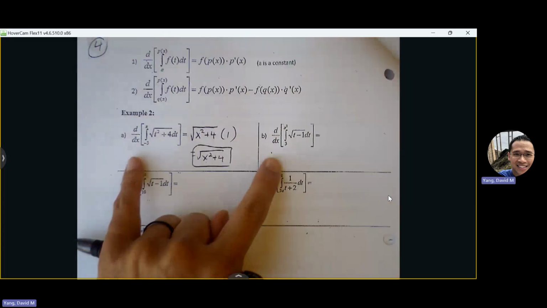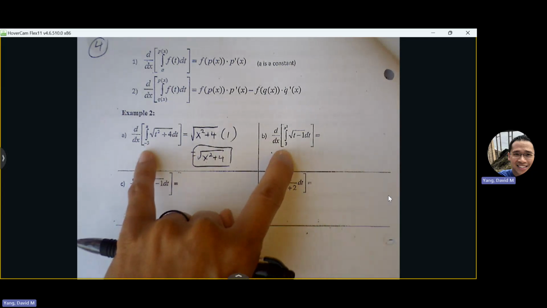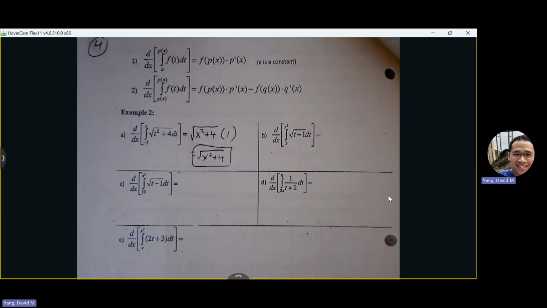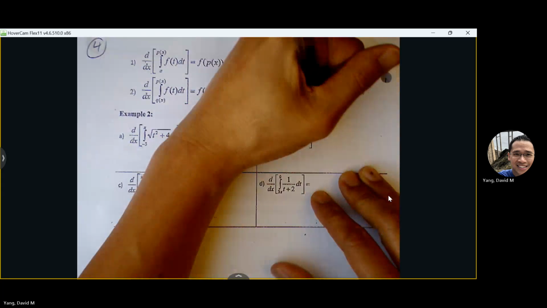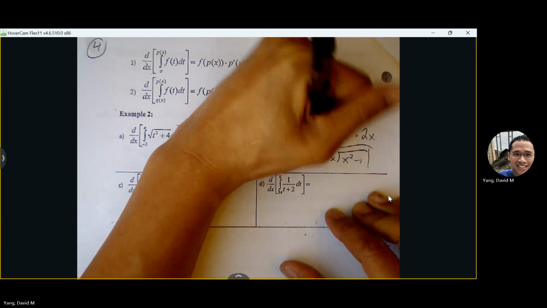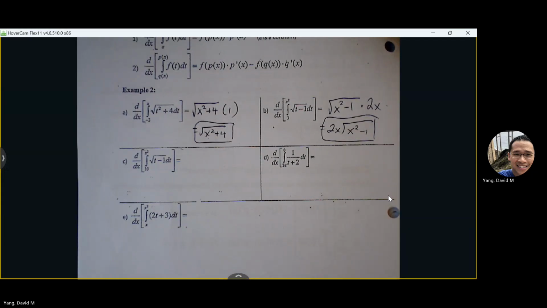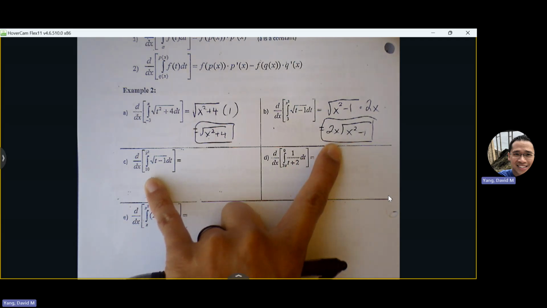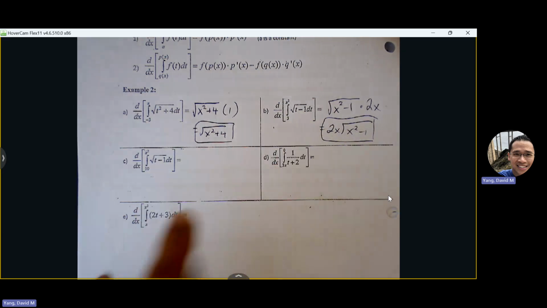Part B, the only difference is the lower bound here. Sorry, the lower bound's different, and the expression is a little bit different as well. Okay, try part B, and then we'll compare our answers. B and C are virtually the same. Any questions there? The upper bound gets inserted into the expression, multiplied by the upper bound's derivative. Is part C going to have the same, right? The only thing that's different is the lower bounds, but we know the lower bound is just going to go away to a zero ultimately.